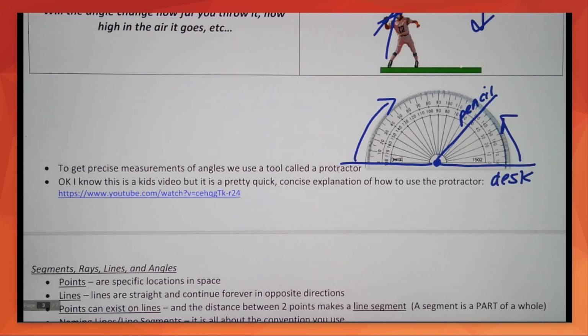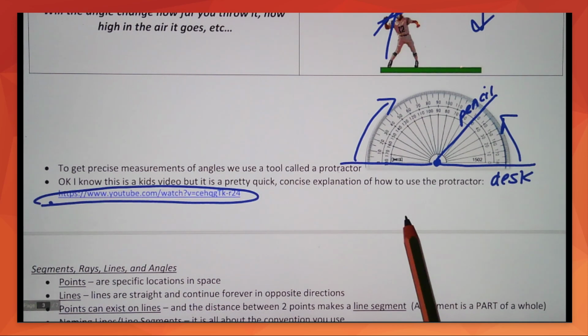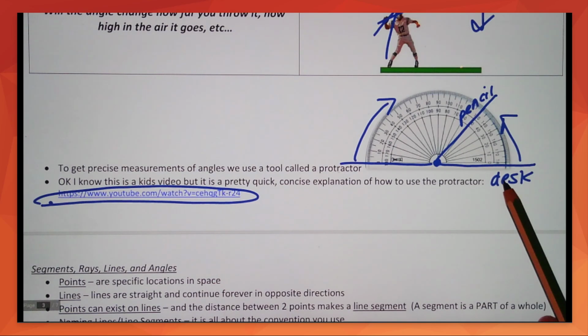I did find this video for you guys. It's really short, like 2 minutes or something. If you want to click on this, just pull up my PDF version of the notes on your computer and click on this. And I know it's like a kid's video. It is what it is. But it's a really concise, pretty quick way of explaining what angles are and how the protractor measures them. So you might want to check that out.